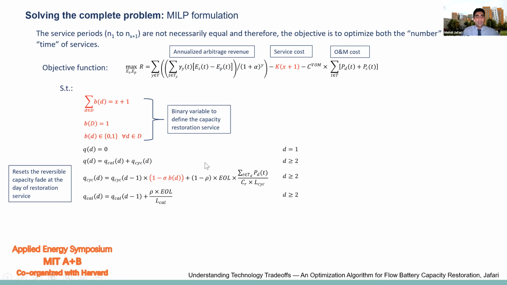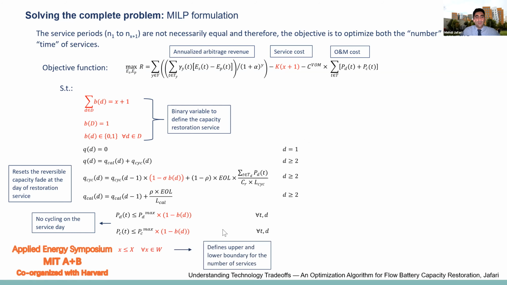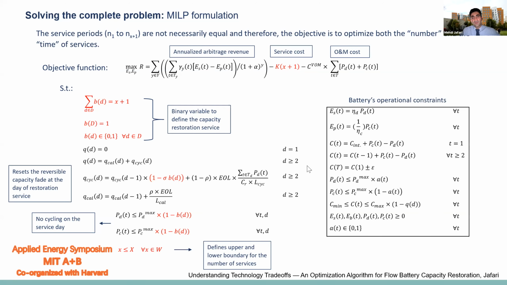However, on the day of service, we restore part of the lost capacity. We also consider that we don't have cycling in the day of service, so the day of service is an off day. We don't have revenues from that day. And we also define an upper bound for the number of services. Of course, we have other operational constraints for the battery, such as its efficiency, its state of charge, and power limits.